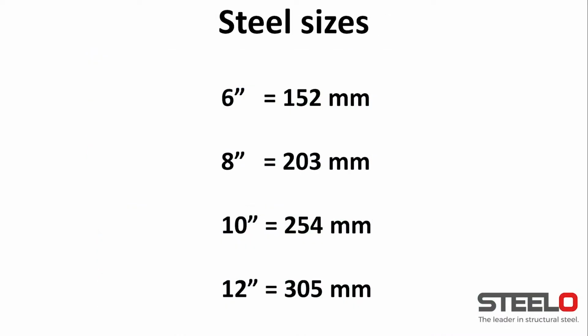Now you might think, why do UK beams have funny names? There's a 152 UC23, a 203 UC46, and so on and so on. And actually the explanation is very easy. A 152 is nothing else than a 6-inch beam, and like you can see, a 203 is an 8-inch beam, 10 inches obviously 254 millimetres, and so on.